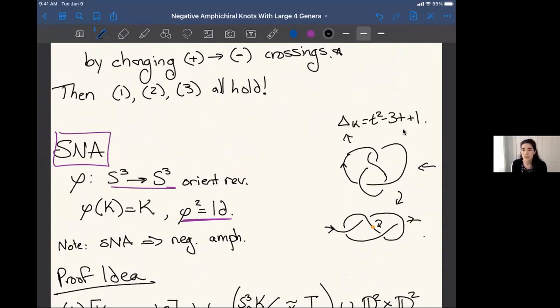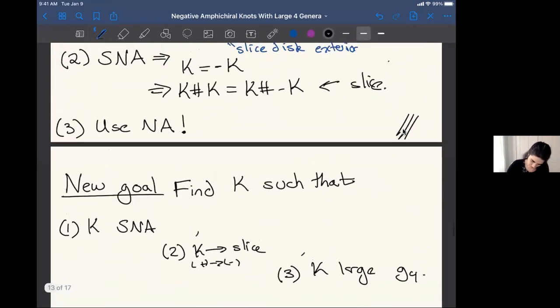And so one of the oldest sliceness obstructions, due to Fox and Milnor, says that if you're slice, your Alexander polynomial factors in a certain way. This polynomial is irreducible, so the figure 8 knot is not slice. But this kind of obstruction, Alexander polynomials, doesn't tell you anything about 4-genus. You can have a very large, very complicated Alexander polynomial and still have 4-genus equal to 1, for example. So this is our goal.